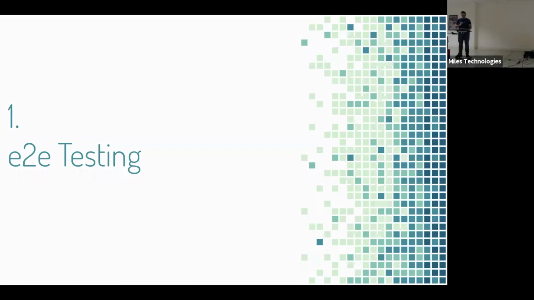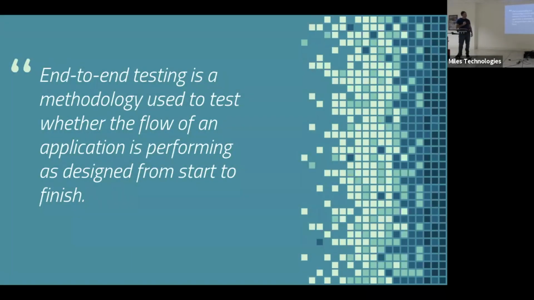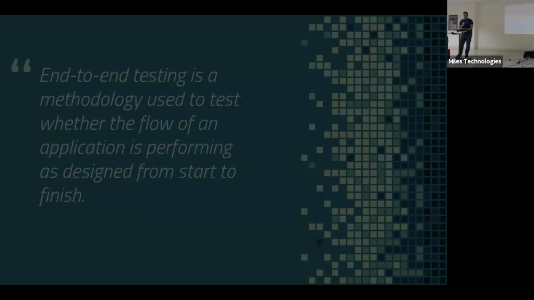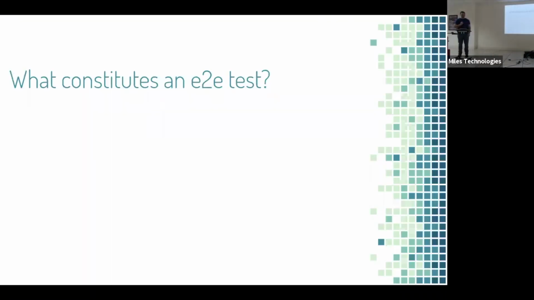Okay, end-to-end testing. End-to-end testing, by definition, is a methodology used to test whether the flow of an application is performing as designed from start to finish. So that would be the definition of what end-to-end testing is. But let's talk about what actually constitutes that, right? So that's a good definition, but it's kind of not great for tying it to your system.